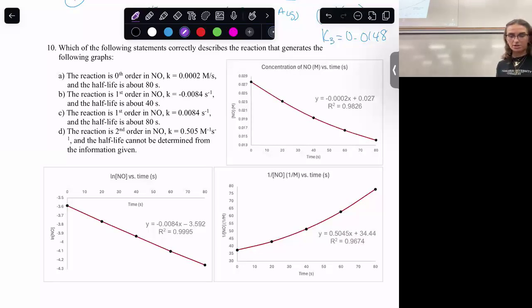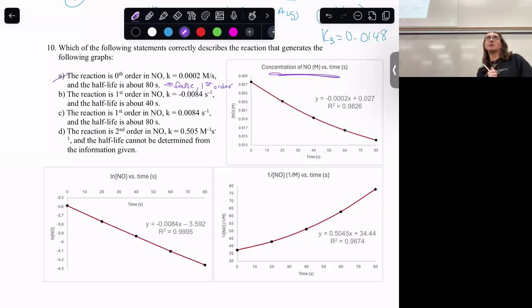For A, we have the reaction is zero order in NO, K is equal to 0.0002, and the half-life is about 80 seconds. Is this true or false? False. Why is it false? Right, concentration versus time is not a straight line plot. The straight line plot will tell you the order. So which order should this be? It should be first order. So before we even continue, we know this is false, because we know that this is first order.